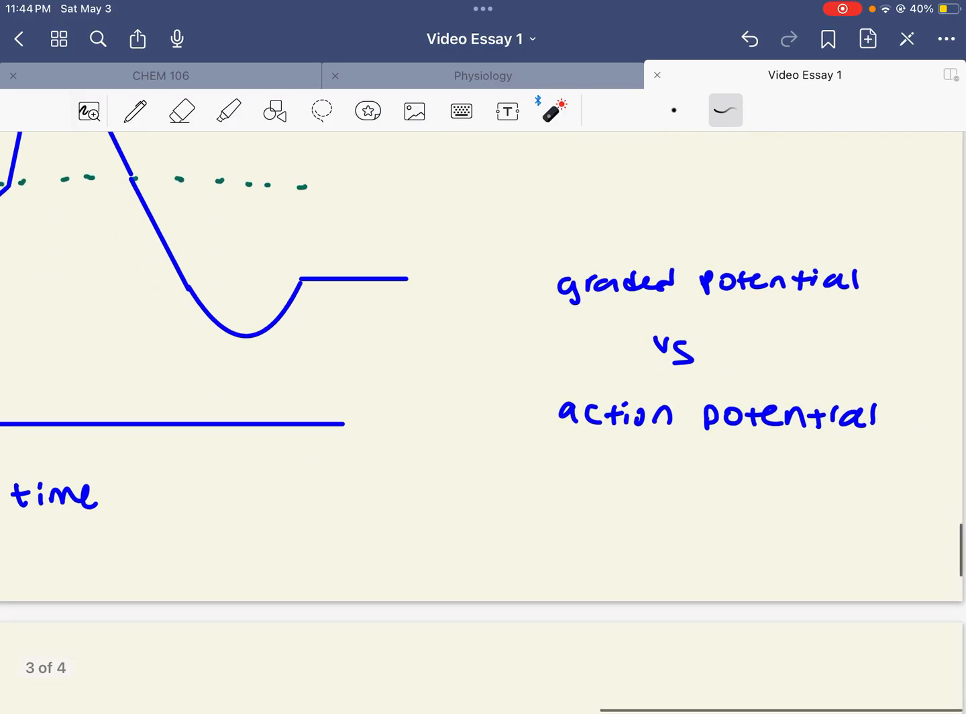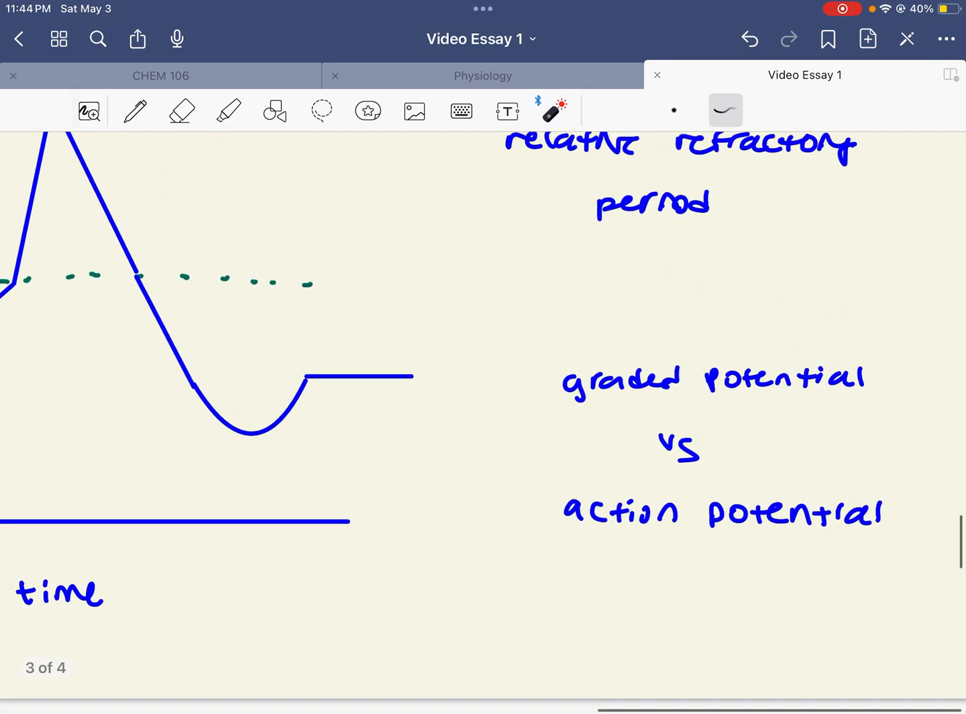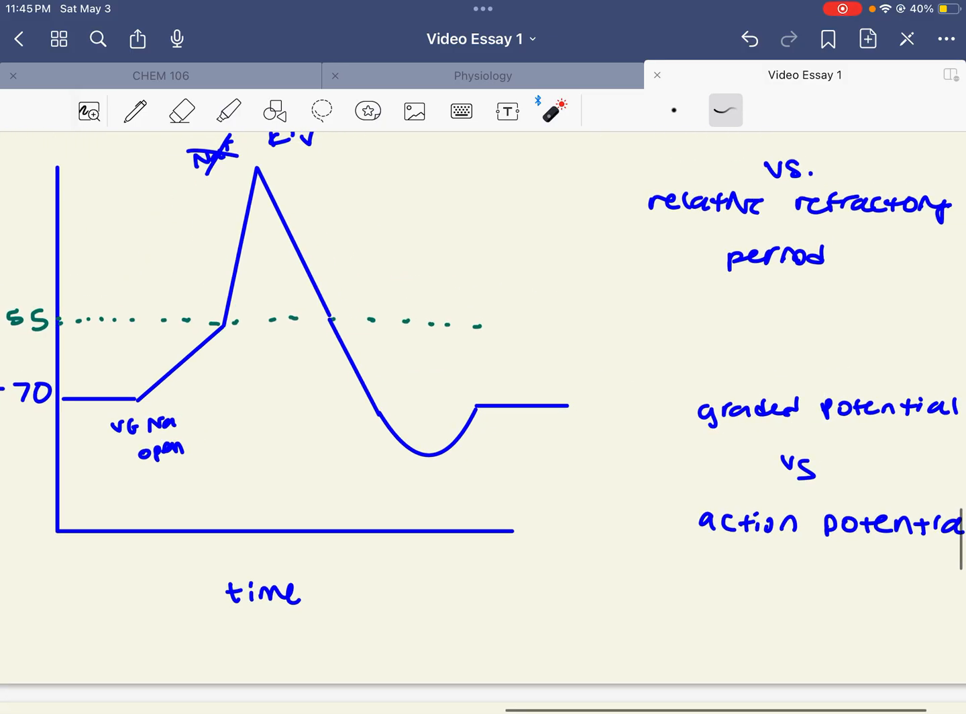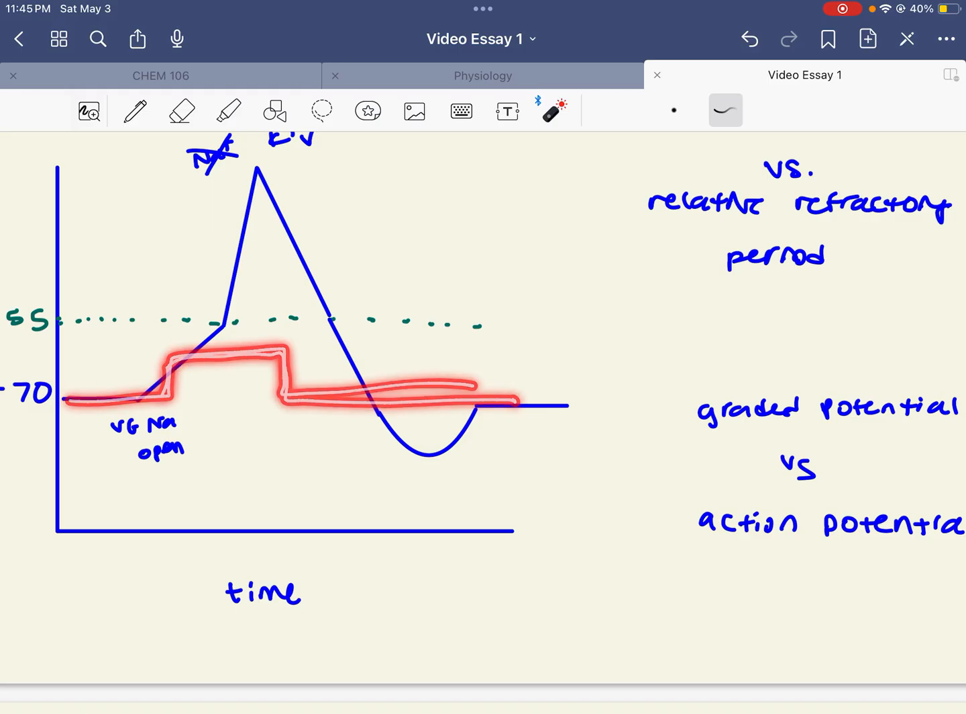All right. Now we have graded potential versus action potential. Graded potentials vary in size, they fade over distance, and they're local. A graded potential would look something like this. Let's say we have a stimulus, and it has a little spike, but it's not strong enough to cause it to hit threshold and generate an action potential. This is called a graded potential. Whereas action potentials travel long distances, are all or none, and are when threshold is reached.